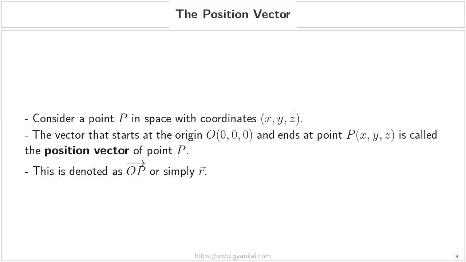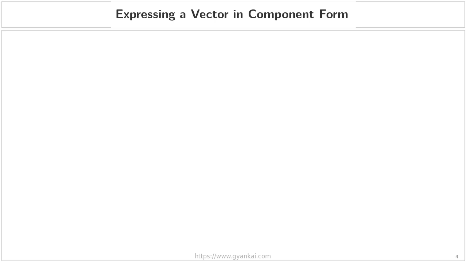Now that we have introduced our building blocks, the standard basis vectors i hat, j hat, and k hat, let's see how we can use them to pinpoint a specific location. Expressing a vector in component form.